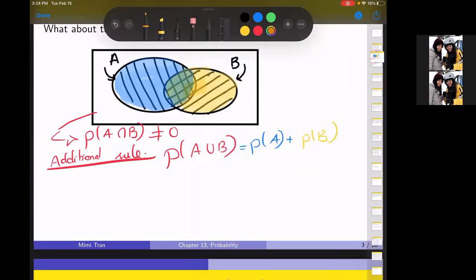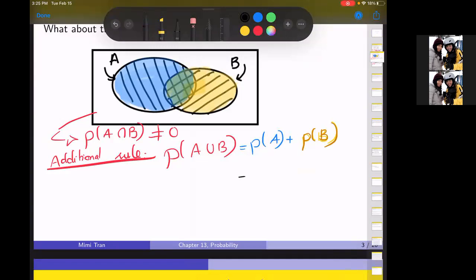Make it dark yellow. That's P of B. But what happened when I do that? What happened in the intersection? I counted twice. Yeah, I counted twice. So I need to remove that double count. How do I do that?